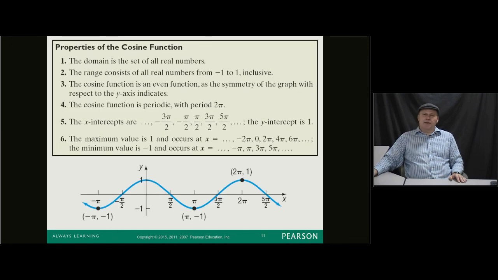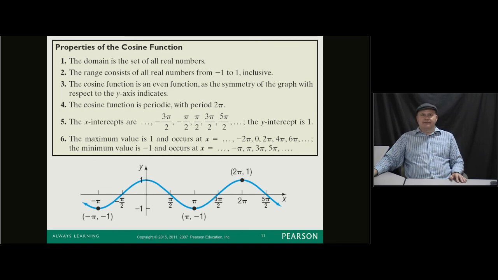All right, so let's look at the properties of cosine. The domain is the set of all real numbers, with no vertical asymptotes. The range is between negative 1 and 1 inclusive. The cosine function is an even function because it's symmetrical to the y-axis. Look at the shape. The cosine function is periodic, with 2 pi being its period, because at 2 pi it starts over again. At 0, it starts at 1 and goes downward on its downward flight. At 2 pi, it does the same thing.